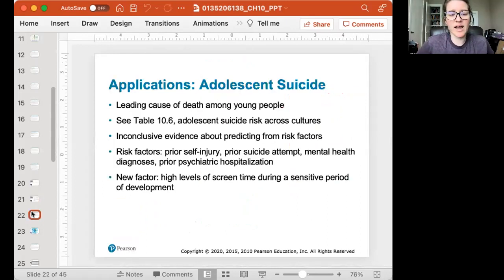Applications: adolescent suicide. It's the leading cause of death among young people. You can see table 10.6 in your textbook for adolescent suicide risk across cultures. There's inconclusive evidence about predicting from risk factors. Risk factors include prior self-injury, prior suicide attempt, mental health diagnoses, prior psychiatric hospitalization. Other risk factors: if there is a history of suicide in the family, that's also a risk factor. If there's a history of mental health issues among family members, that is a risk factor.